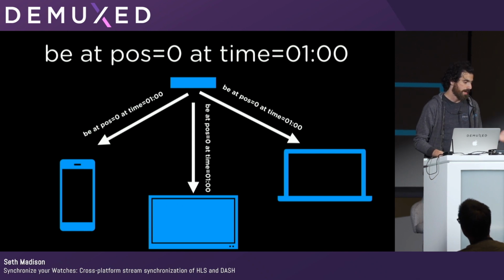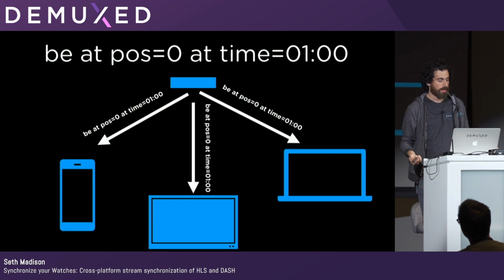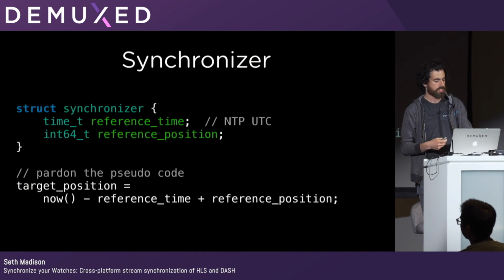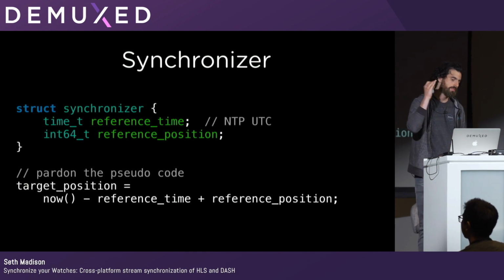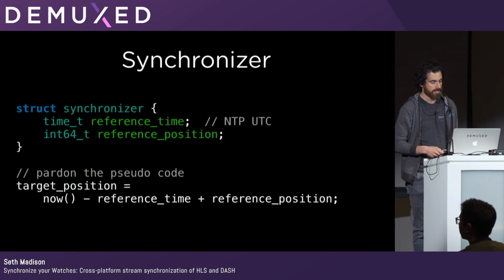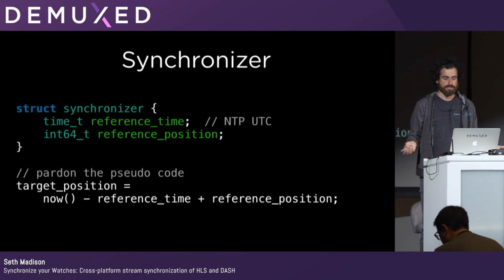If the client receives the message after 1 o'clock, which they probably will, they can do a simple calculation to figure out where they should be at the current time. So our synchronizer structure from before becomes this. We added a reference time. So now we have a reference time in UTC, and we have a reference position, and we can calculate our target position as now minus the reference time plus the reference position, and we're in great shape.